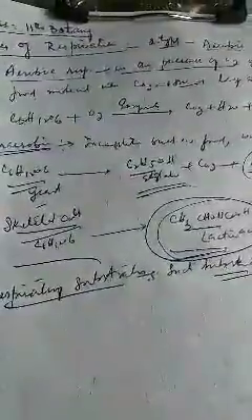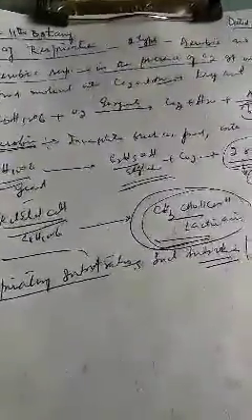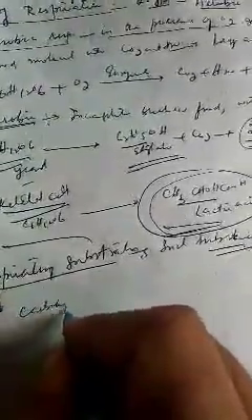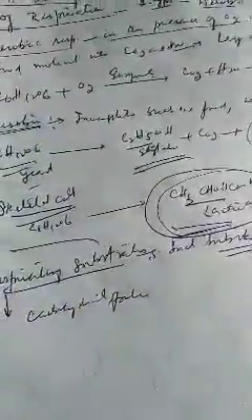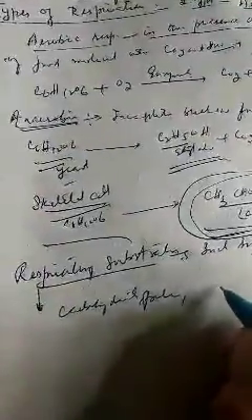Such substances which are broken down, which are oxidized during respiration to yield energy, are called respiratory substrates. Any substances or organic compounds required to oxidize, to break down for the release of energy for performing various cellular activities in an organism, are called respiratory substrates. These respiratory substrates may include carbohydrates, proteins, lipids, and organic acids. Generally, these respiratory substrates are of four types.